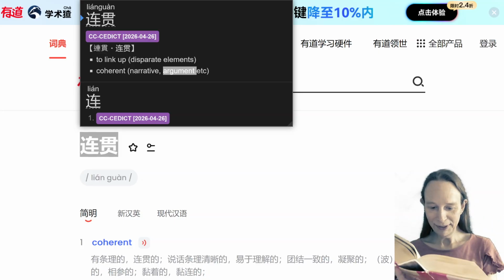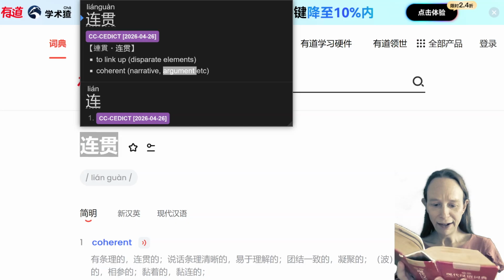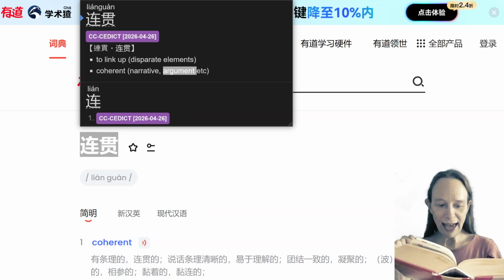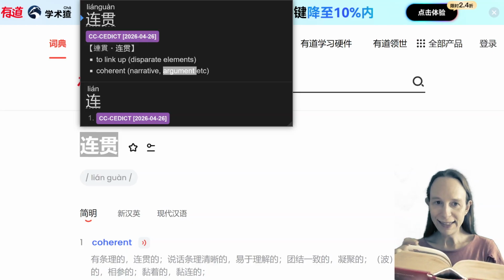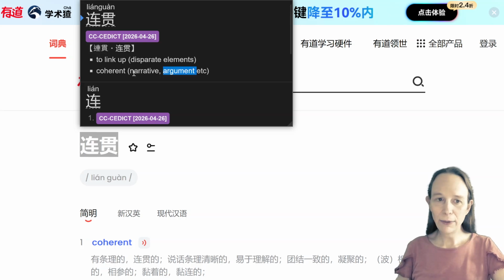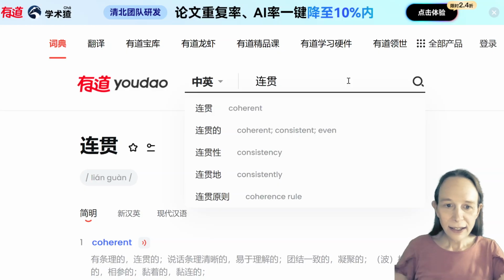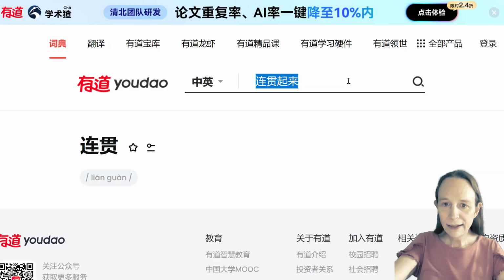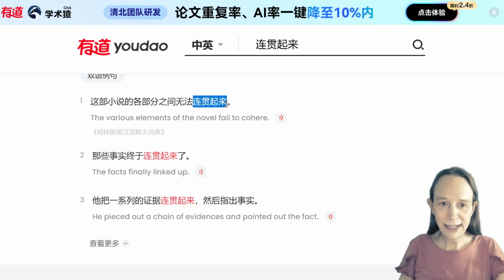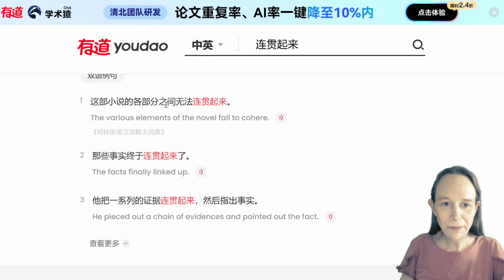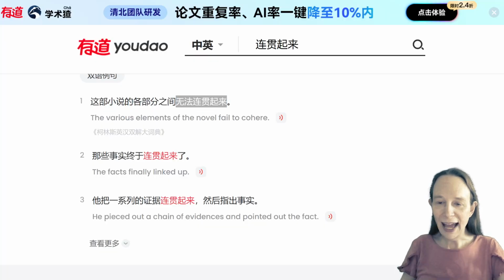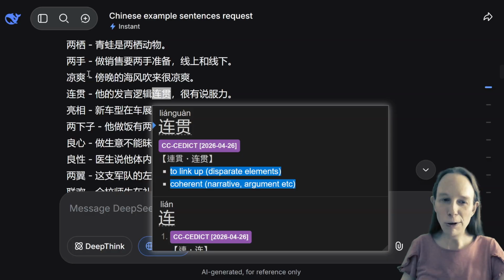Okay, there's an example sentence. 长江大桥把南北交通连贯起来. Okay, so 连贯起来, that's this one. So the north and south were connected together. 连贯起来. Various elements of the novel fail to cohere. 无法连贯起来. Inconsistent. We have plot holes.